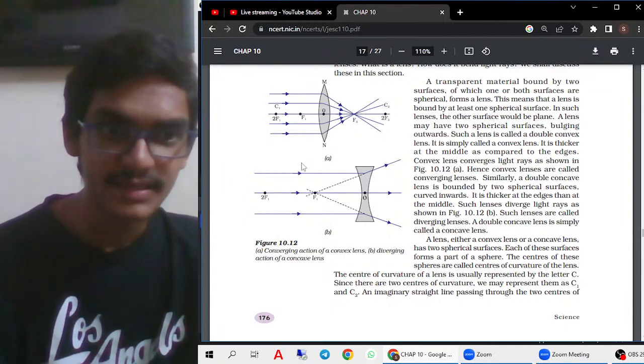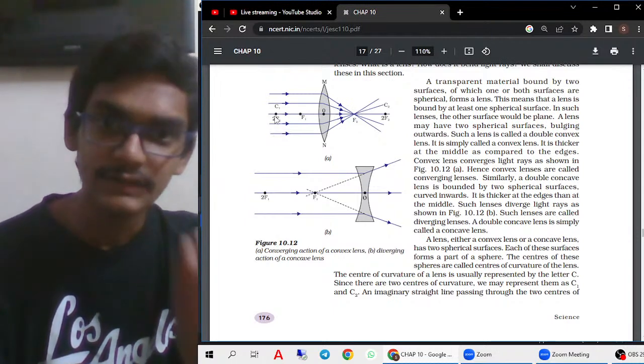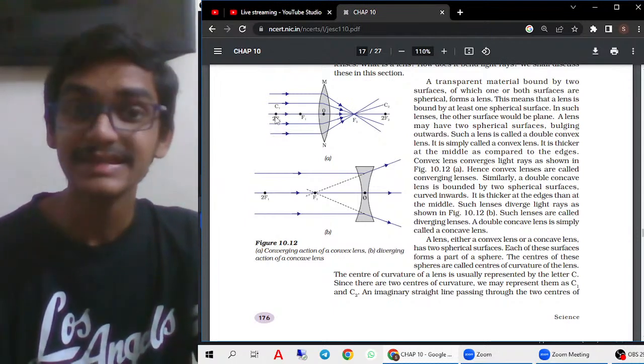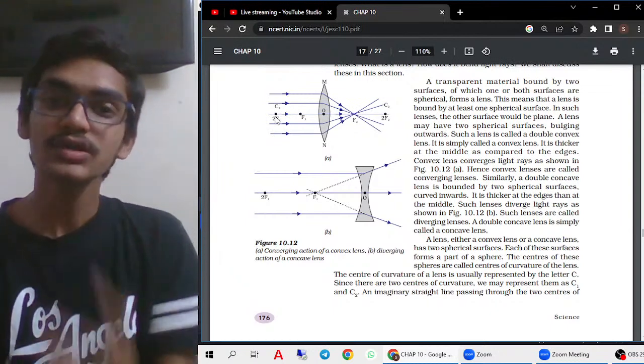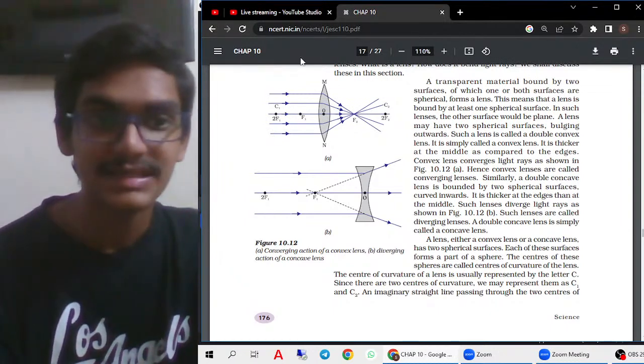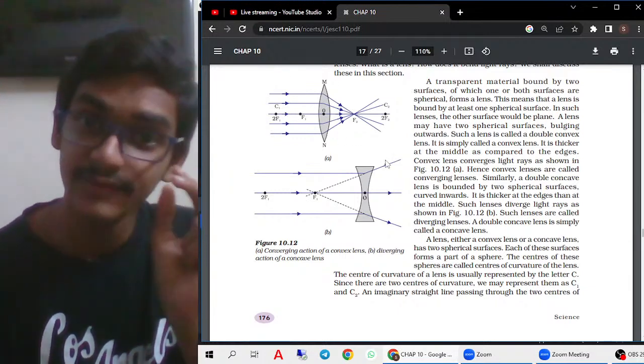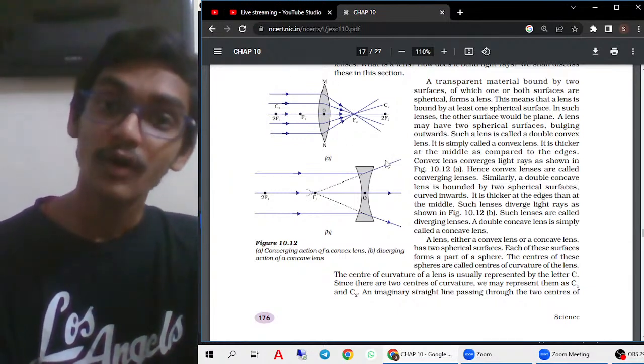So if you see, this is a circle, right? Here also one center will be there for the circle, that is called the center of curvature 1. That means two circles are forming here, one is this circle and one is this circle. That means we have two centers of curvature, we have two focal lengths.